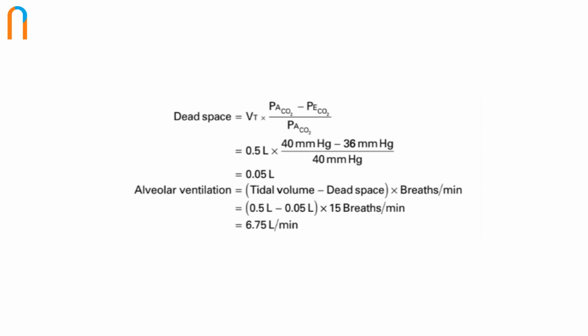Six, ventilation rate. Minute ventilation is expressed as follows: minute ventilation equals tidal volume times breaths per minute. Alveolar ventilation is expressed as tidal volume minus dead space, multiplied by breaths per minute.